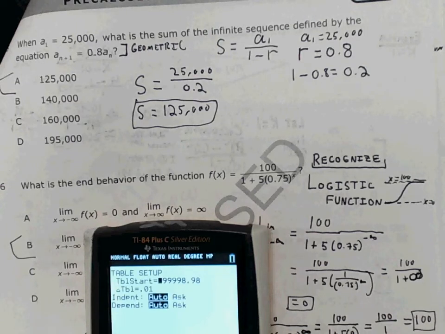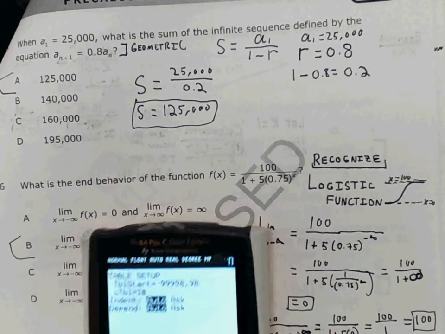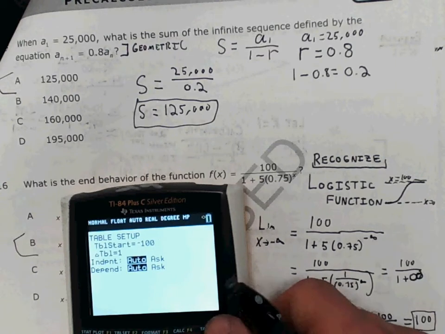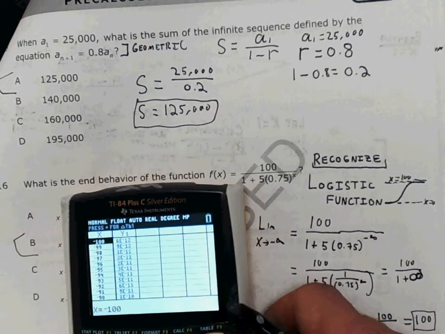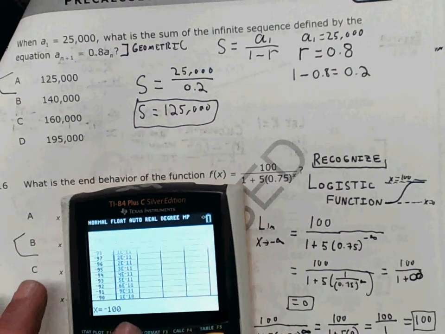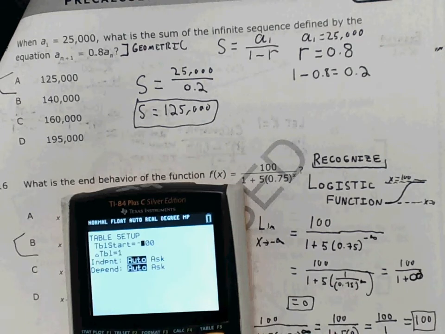Table set. Let's have the change in the table just be 1. Let's just do negative 100, second table. Okay, that's why. If you pick your table value too large, the calculator can't even handle it. Even at negative 100, it's a little bit big. So let's do negative 50, and see what's going on.